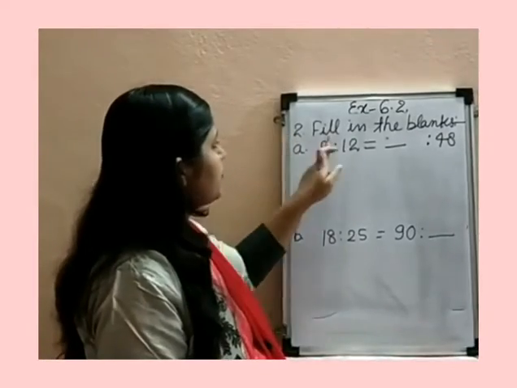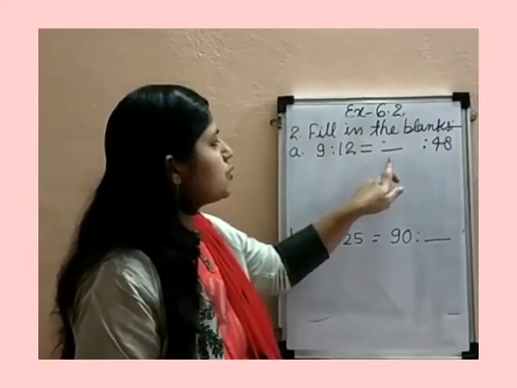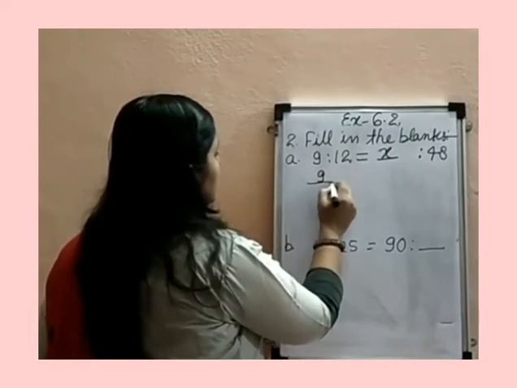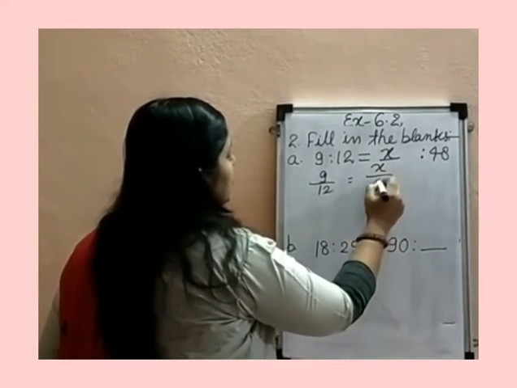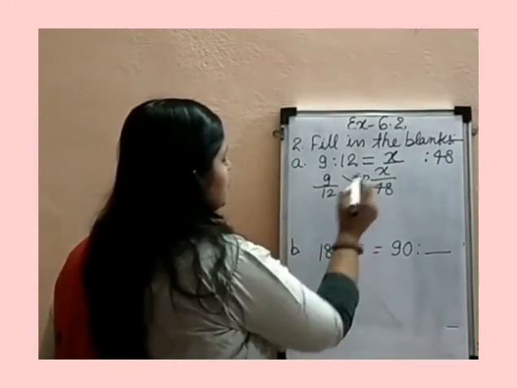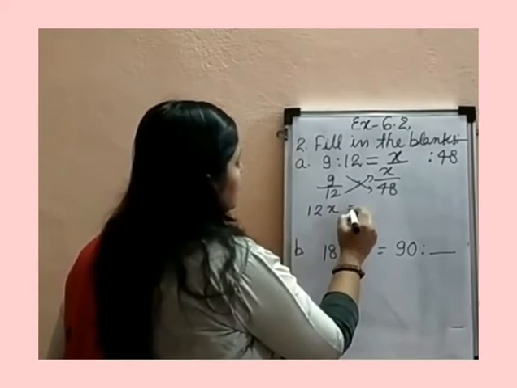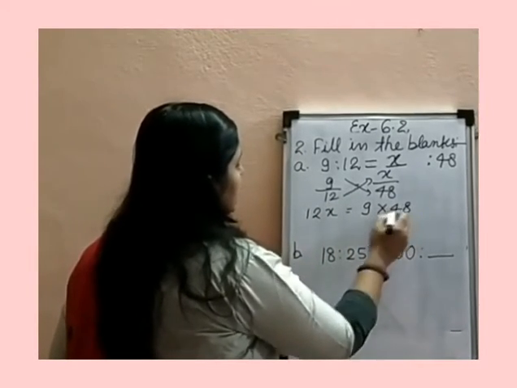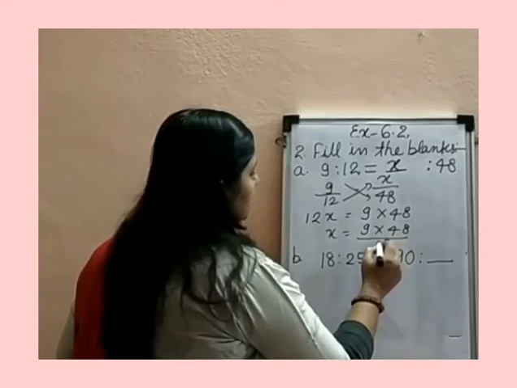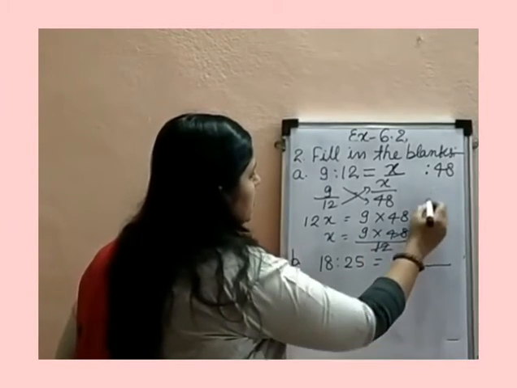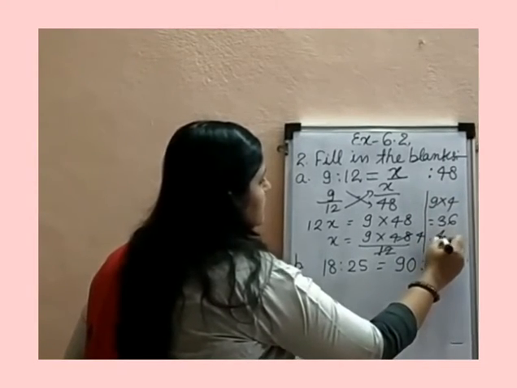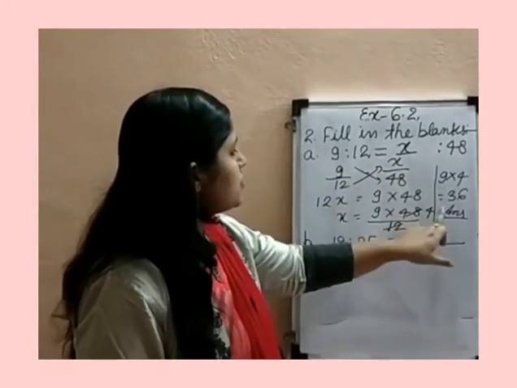6.2 question number 2 is fill in the blanks. 9 is to 12 equals to dash is to 48. Suppose that one is x. So we can write 9 upon 12 equals to x upon 48. Now we will do the cross multiplication. 9 into 48 and 12 into x. 12x equals to 9 into 48. So x equals to 9 into 48 upon 12. 12 fours are 48. We have 9 into 4 equals to 36, answer. So x equals to 36.